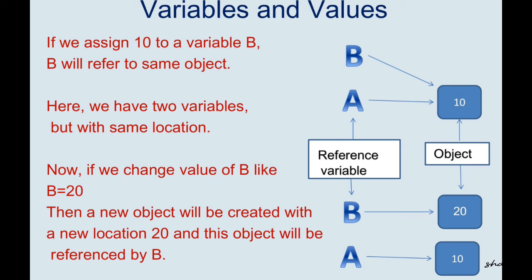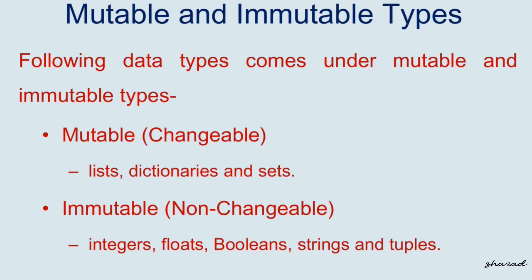So A is a reference variable. Variable names are actually reference names. So here 10 is an object and A is its reference name. Similarly, if we assign 10 to a variable B, then B will refer to the same object, that is 10. Here we have taken two variables, both with the same location. Now if we change the value of B, like B is equal to 20, then a new object will be created with a new location, that is 20, and this object will be referred to by B. I hope now your concept is clear.